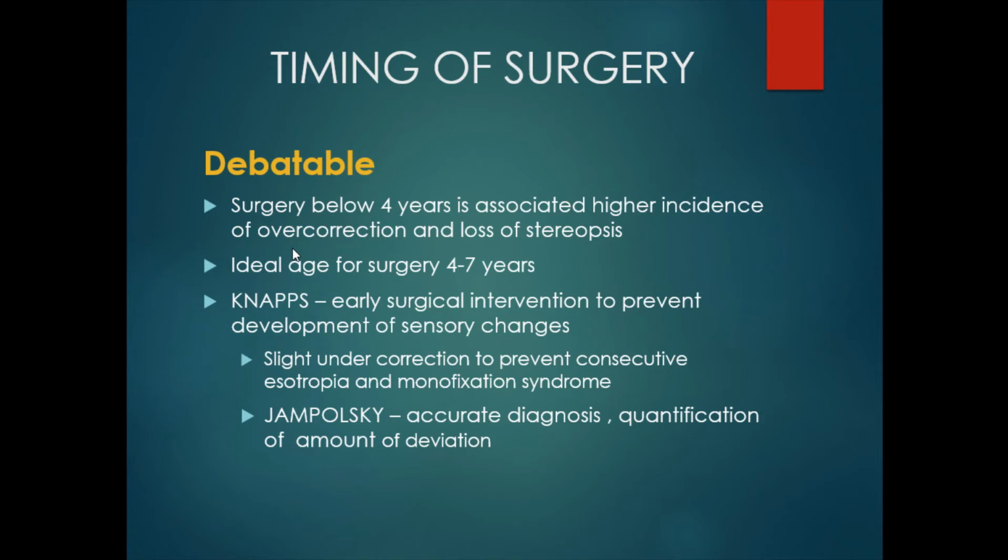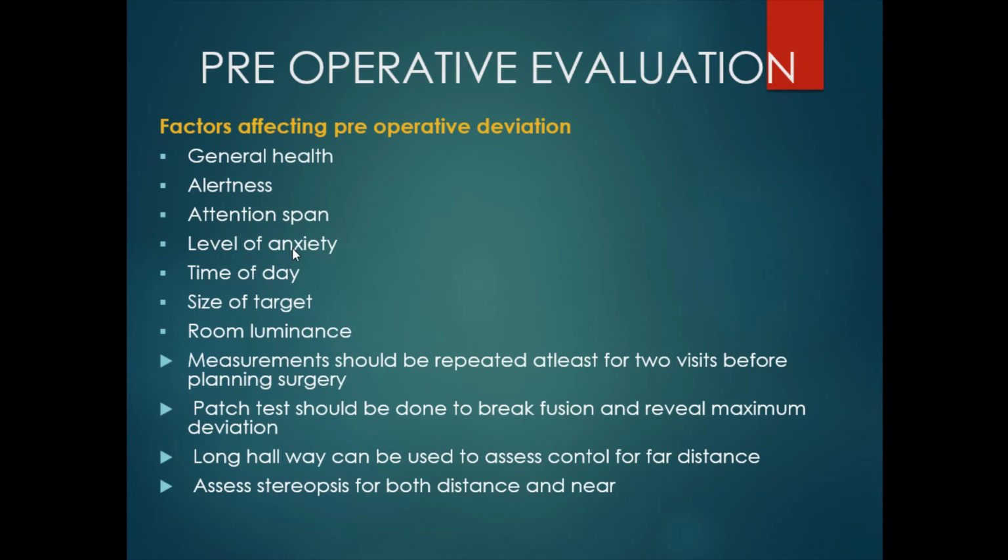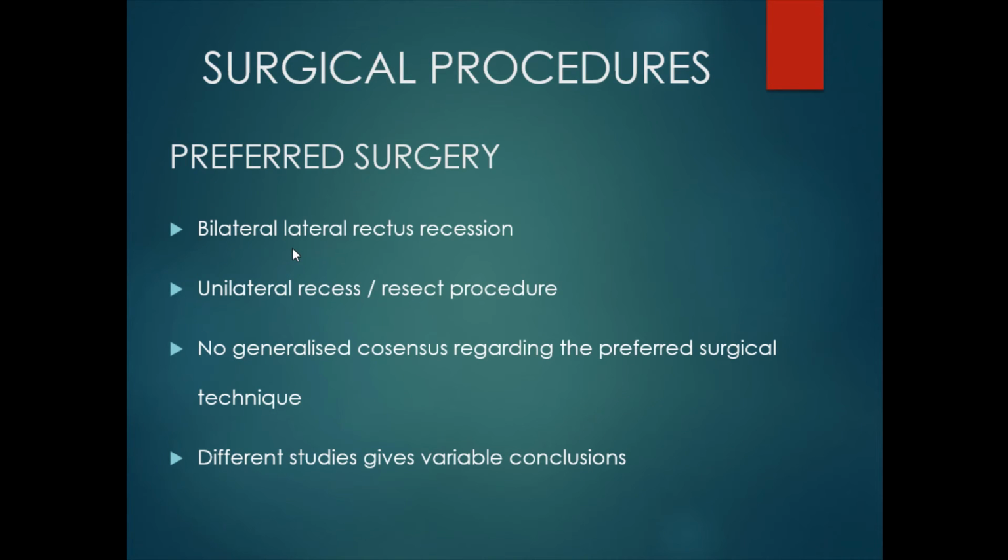So surgery below 4 years of age has a higher incidence of overcorrection and loss of stereopsis, and Knapp suggested early surgical intervention to prevent development of sensory changes, slight undercorrection to prevent consecutive esotropia, and Jampolsky suggested accurate diagnosis and quantification of the amount of deviation. So preoperatively you have to evaluate all this. The only thing different than other squints would be to measure for distance, and then patch tests should be done to rule out pseudo divergence and assess the stereopsis for near and distance.